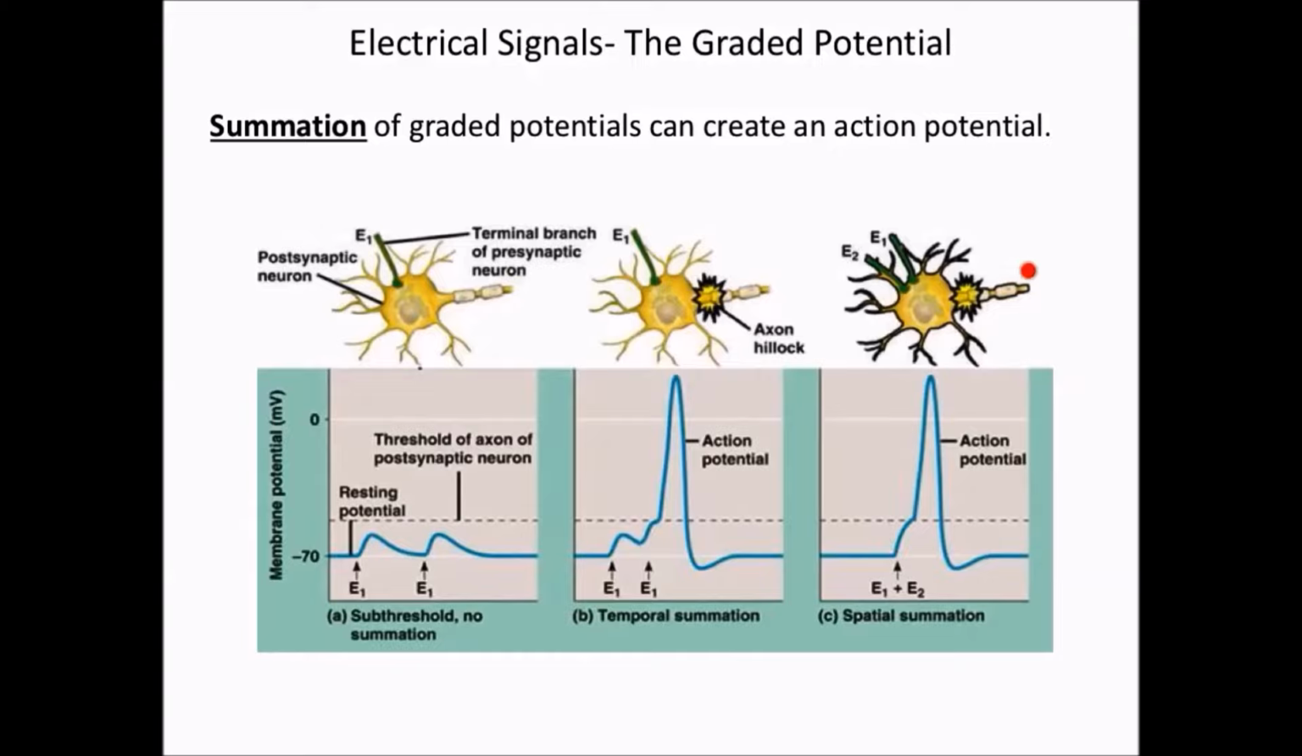In the next illustration and graph, you see that now there are two presynaptic neurons, an E1 and E2. So when E1 and E2 are sending their action potentials, they are actually added upon one another to create a larger stimulus, and this time that larger stimulus reaches threshold, again creating an action potential. This type of summation is called spatial summation.